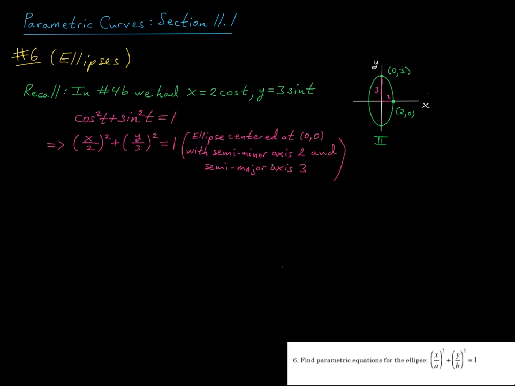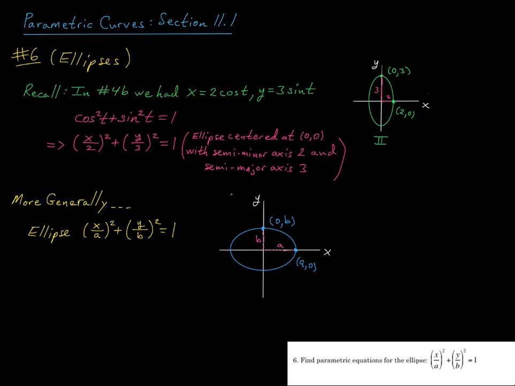All right, so now for the more general case, we can proceed as follows. For this ellipse, notice if a is larger than b, then the semi-major axis will lie along the x-axis as opposed to the y-axis. But in any event, just as we saw up above, in this case a is 2 and b is 3, and a acts as the coefficient of the cosine wave and b is acting as the coefficient of the sine wave.